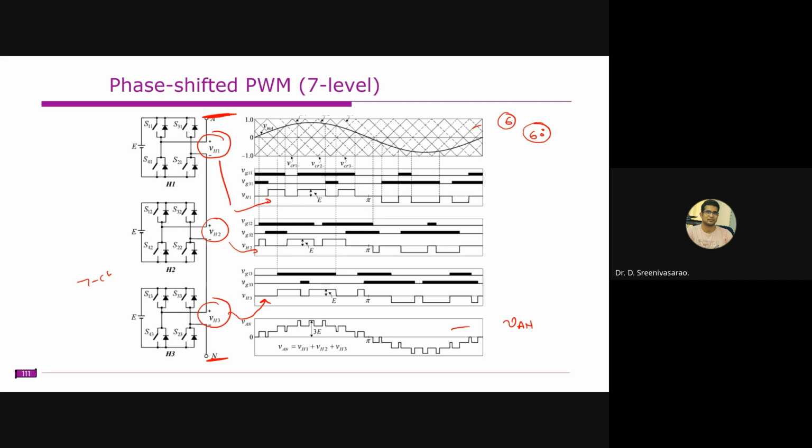And also you can see that, as we discussed, this is operating in unipolar PWM. You have positive off cycle and negative off cycle. So this is operating in unipolar PWM mode. So this is how we will implement a phase shifted PWM technique.